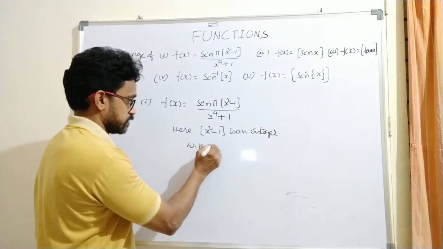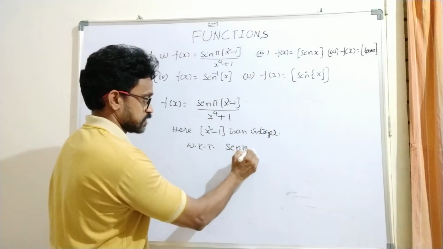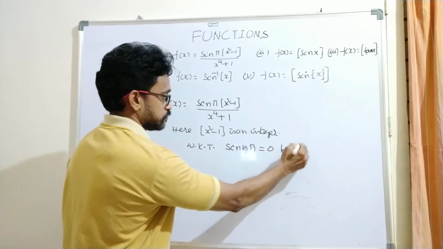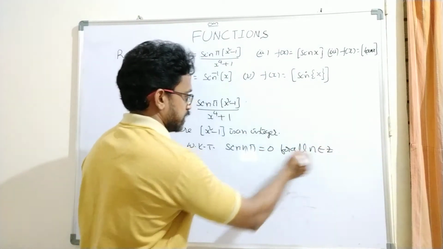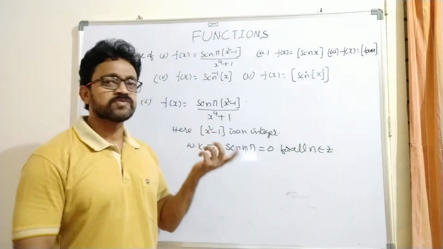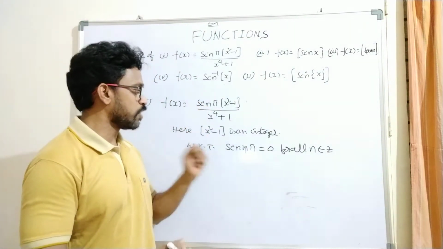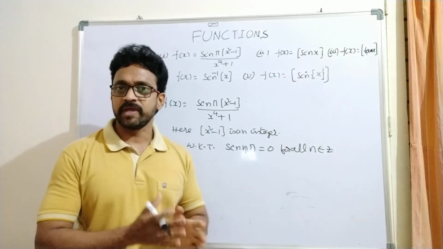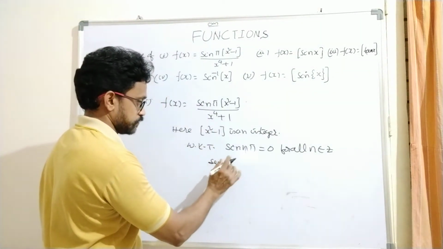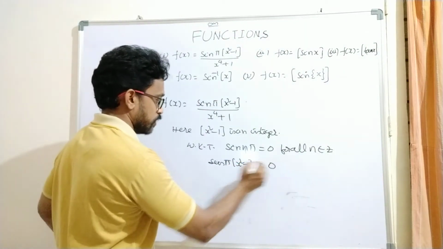We know that sin n pi is equal to 0 for all n belongs to Z. Sin n pi value is 0. Here [x squared minus 1] is an integer, which is of the form sin n pi. That's why it is very clear that sin(pi [x squared minus 1]) value is 0.